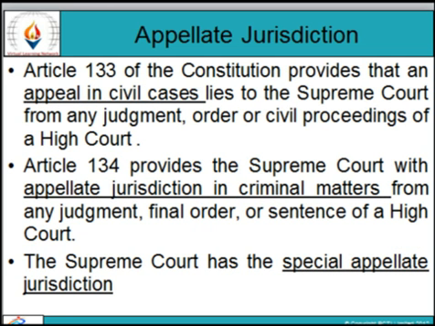Article 133 of the Constitution provides that an appeal in civil cases lies to the Supreme Court from any judgment, decree, or final order in a civil proceeding of the High Court. Article 134 provides the Supreme Court with appellate jurisdiction in criminal matters from any judgment, final order, or sentence of the High Court. The Supreme Court also has a special appellate jurisdiction.